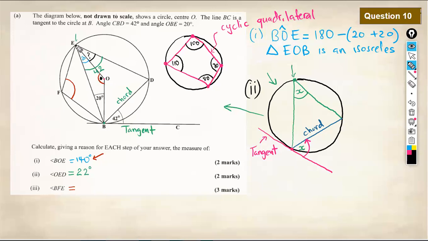Isn't this a cyclic quadrilateral? Look at it. E to O, that is 1, 2, 3, 4 sides. So if here is 140, how much should here be? Because this is a cyclic quadrilateral. Look at it, it's 4 sides. So if here is 140, that's this answer. How much is this one here? Opposite angles is 180.